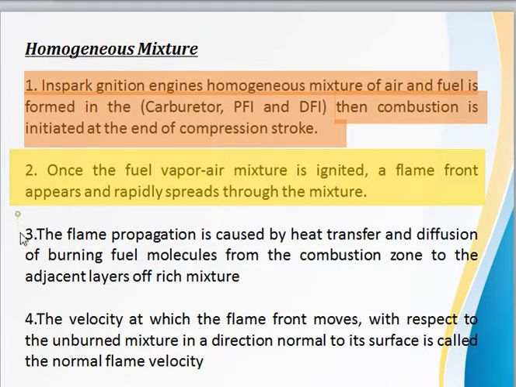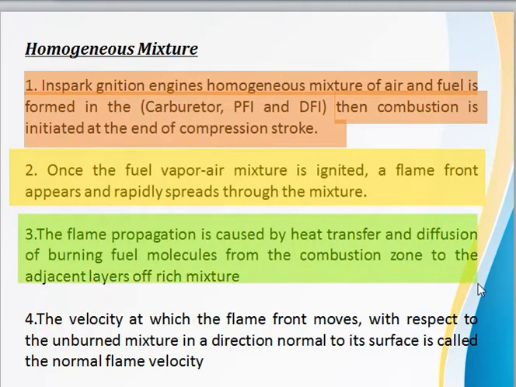The flame propagation is caused by the heat transfer and diffusion of the fuel molecules from the combustion zone to the adjacent layers of rich mixtures. So first parameter is formation of charge by a carburetor. Next, having an ignition source at the end of compression. Next is flame propagation. And final part of the burning is heat transfer and diffusion of the burnt fuel molecules from the combustion zone towards the adjoining layers of the mixture.